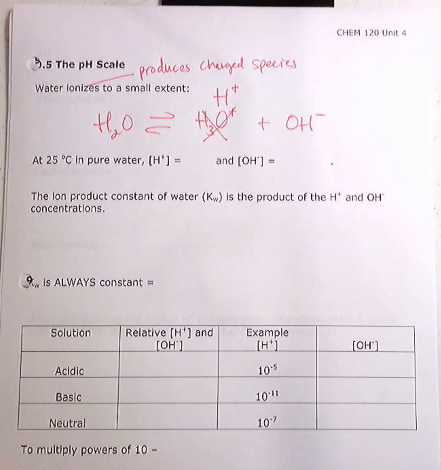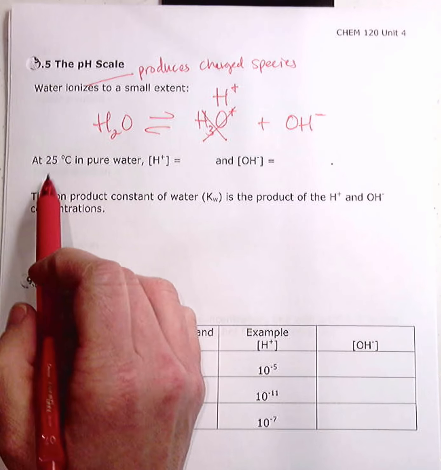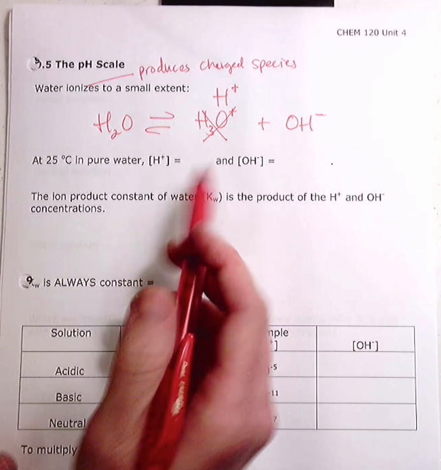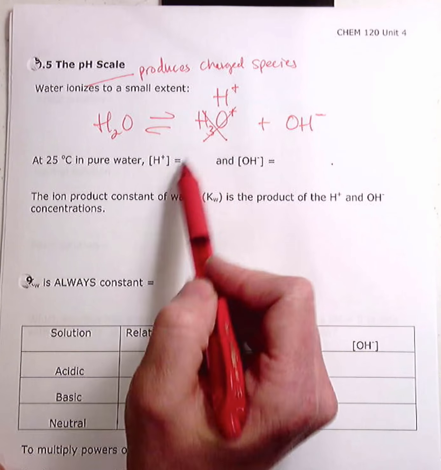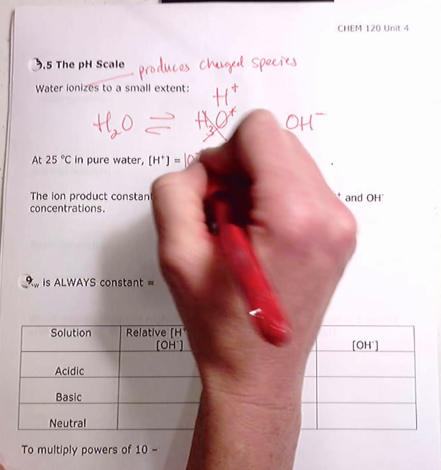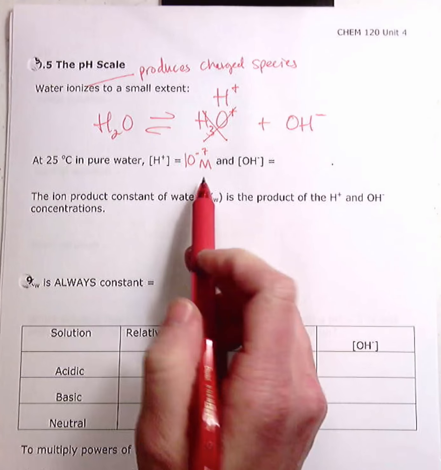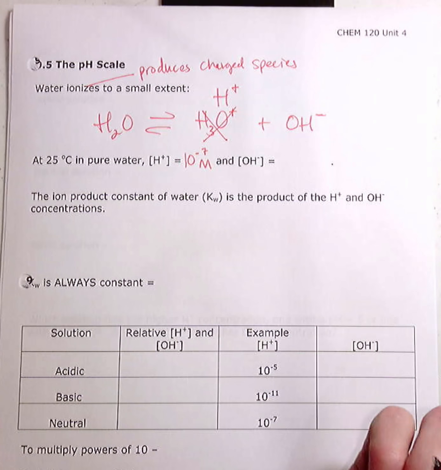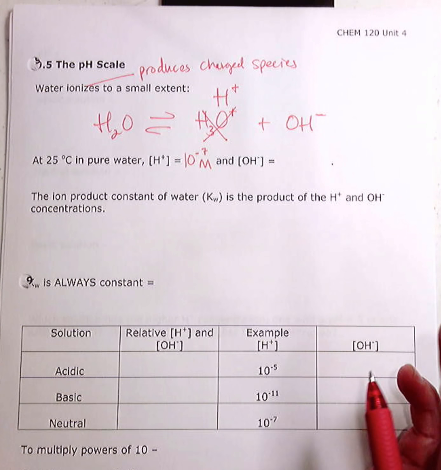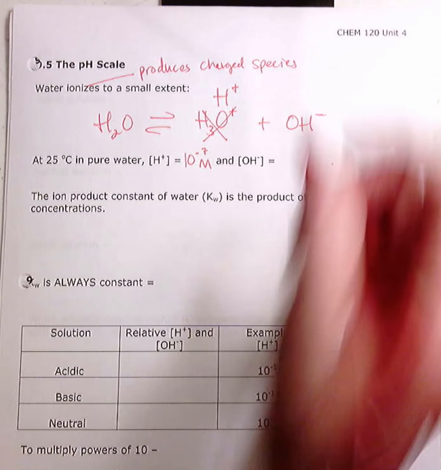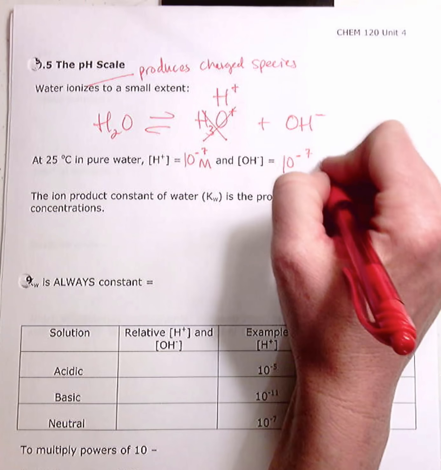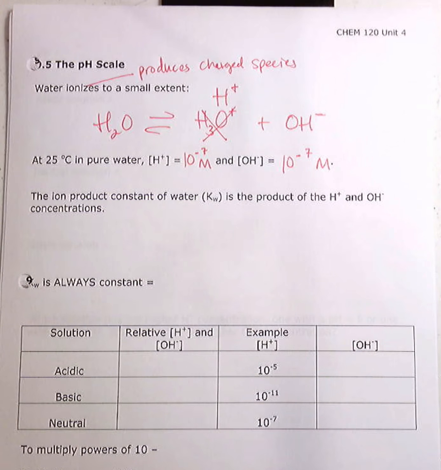Okay, so at 25 degrees Celsius, which is room temperature, in pure water, the concentration of the hydrogen ion is 10 to the negative 7th molar. That's a unit of concentration that expresses how many moles there are per liter. It's equal to the amount of hydroxide. So it's neutral. Okay? So the ion product constant of water is the product of the hydrogen ion concentration and the hydroxide ion concentration. So that sentence just gives you this formula.